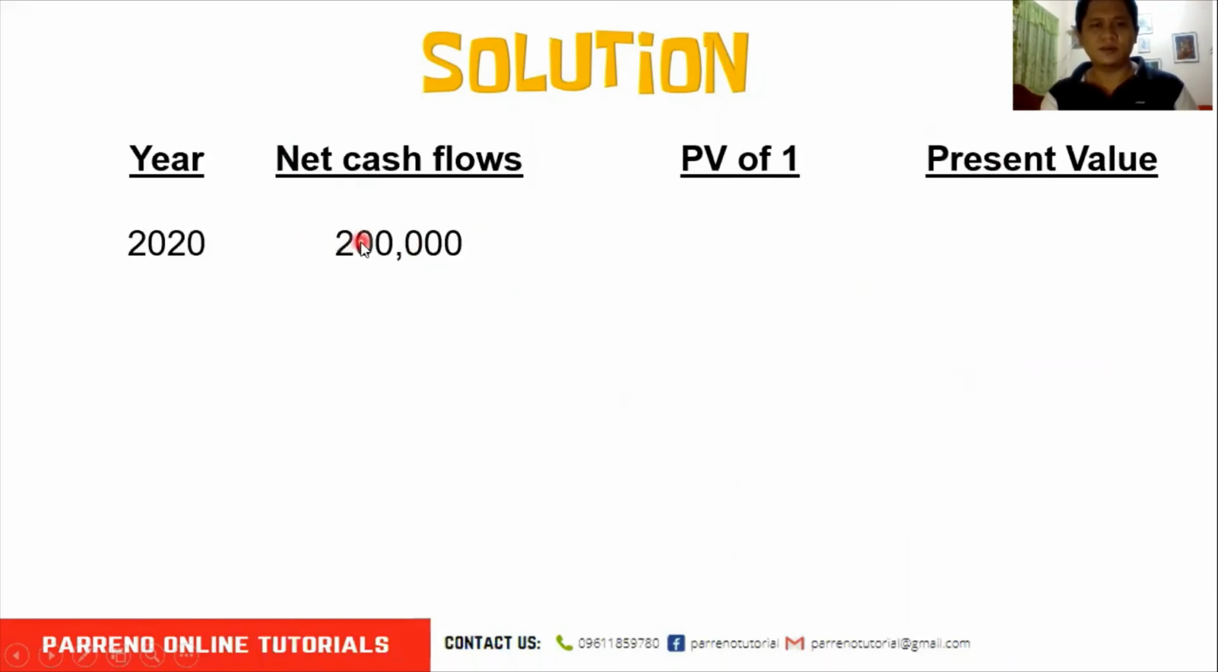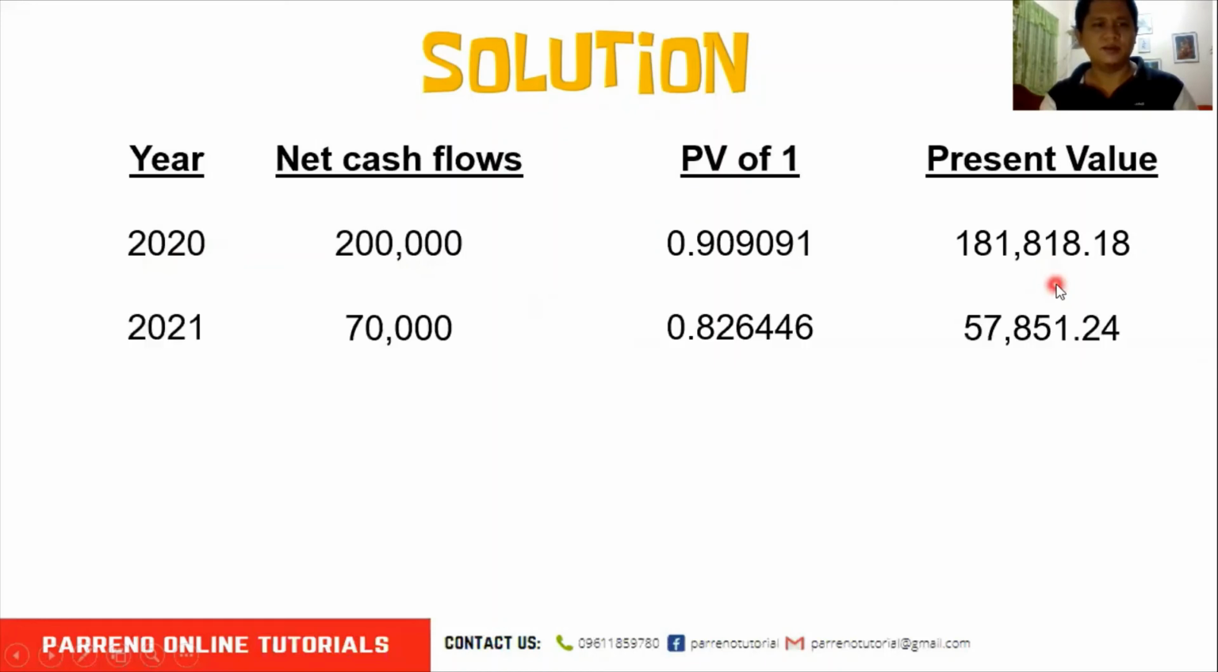These net cash flows will be multiplied by the present value of 1, where our discount rate this time is 10%. Remember that, 10%. So it's 1.10 to the negative 1 for one period, and that is 0.09091. Therefore, the present value for 2020 is 181,818. For 2021, the present value factor is present value of 1 at 10% for 2 periods.